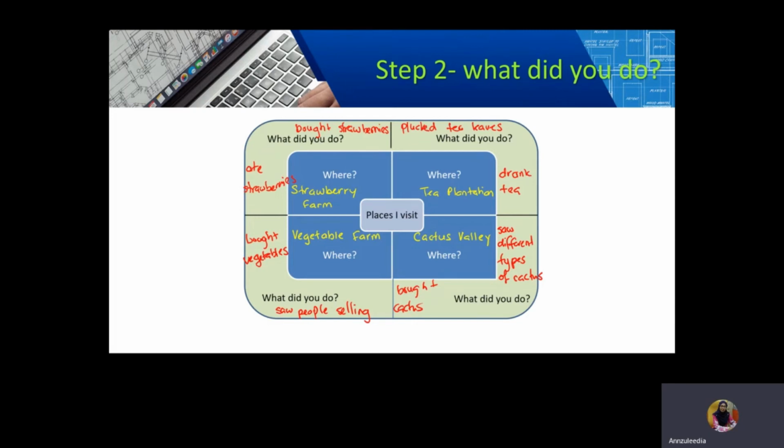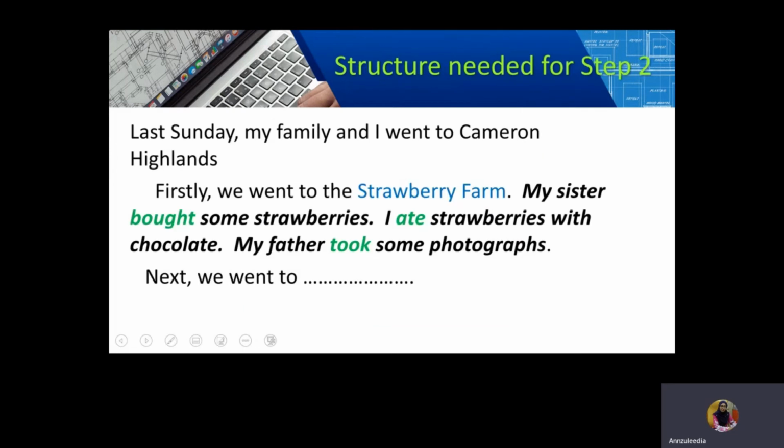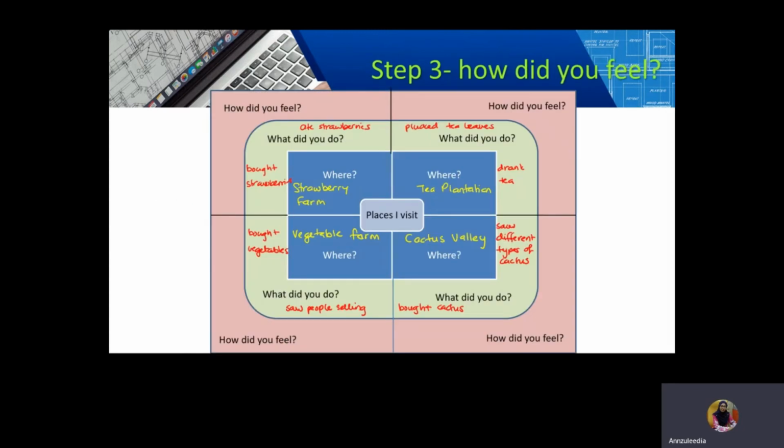So the next step would be create or construct sentences. So it will be something like, my sister bought some strawberries. I ate strawberries with chocolate. My father took some photographs. Okay, so you see the sentences are getting more and more. Okay, then we move on to the step 3, next step. So it's asking the question, how did you feel? So we can answer the question, maybe we can put happy.